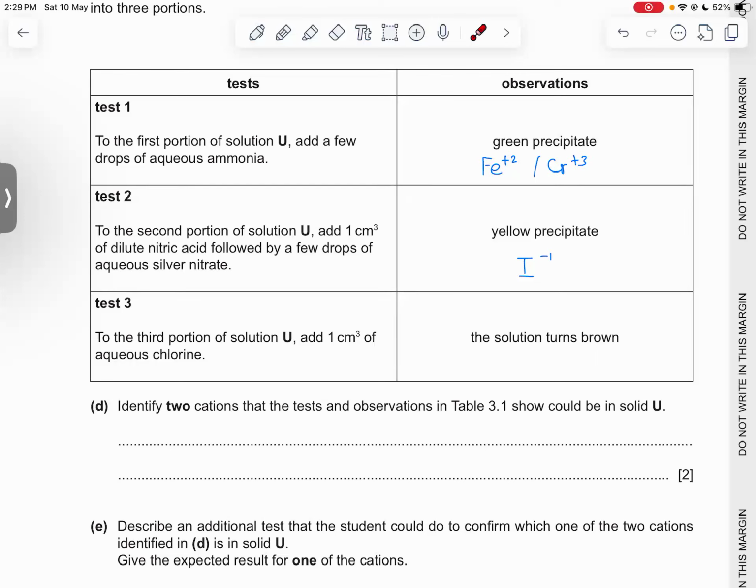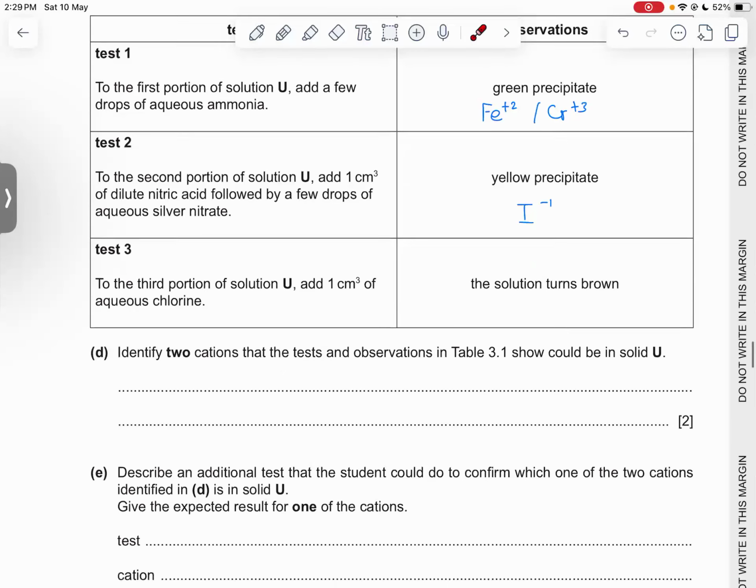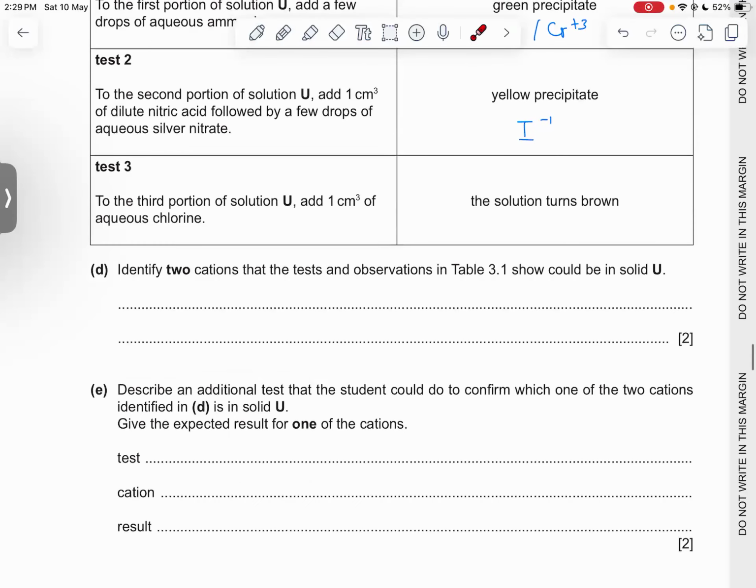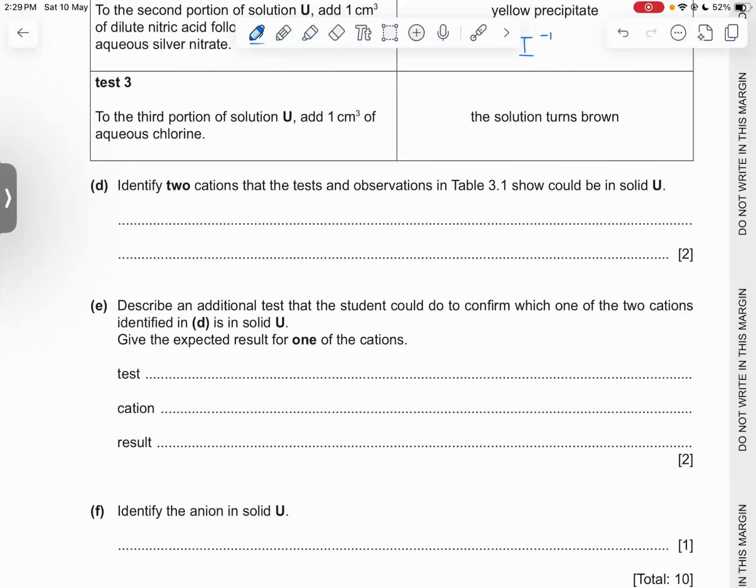Now, what happens in excess is a difficult story to remember, but for P6, you don't have to do that either. You can just go check at the bottom. All right, next question. Let's read test 3. To the third portion of solution, you add 1 centimeter cube of aqueous chlorine. The solution turns brown because a displacement reaction would have taken place, because chlorine is more reactive than iodide ion. Identify 2 cations that could be in solid U, consistent with the observation shown in 2.3.1.